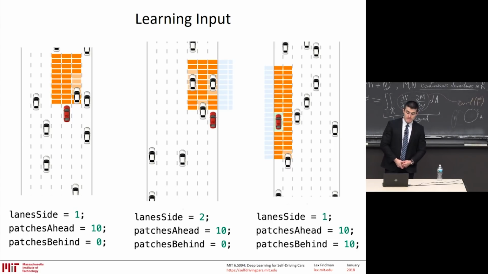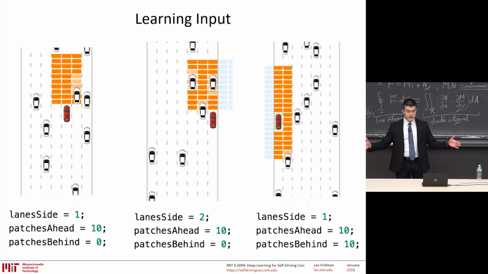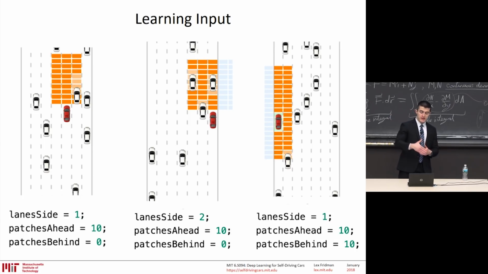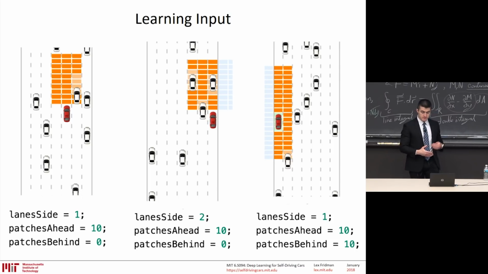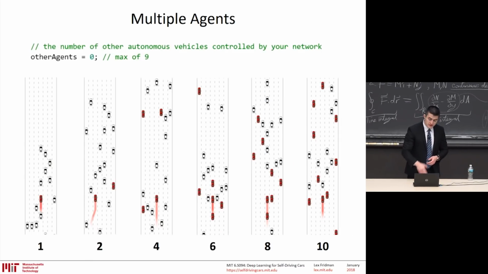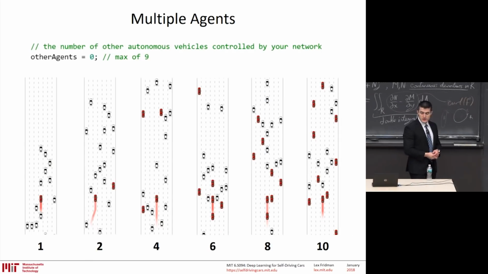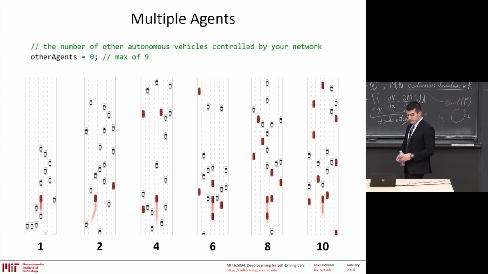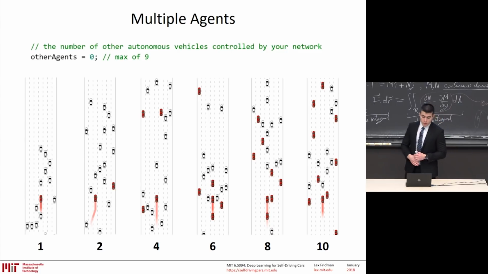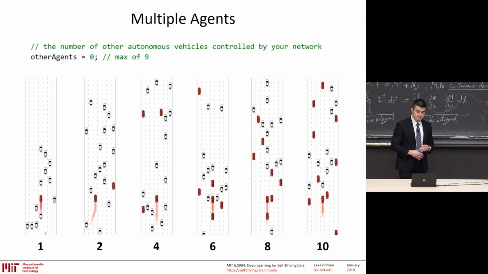The learning input can be controlled in width, forward length, and backward length. Lane side is the number of lanes to the side that you see. Patches ahead is the patches ahead that you see. Patches behind is patches behind that you see. New this year, you can control the number of agents that are controlled by the neural network, anywhere from 1 to 10.